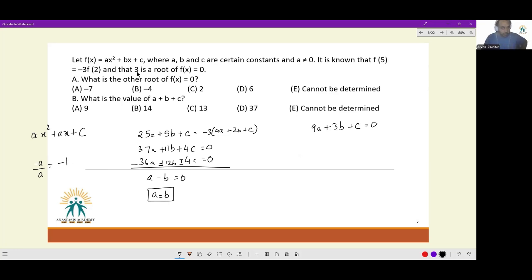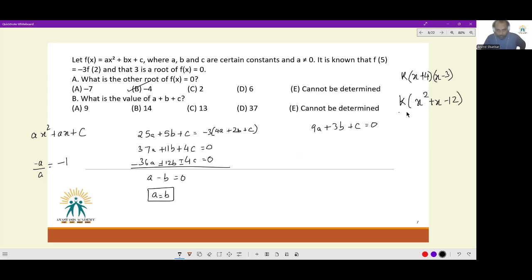Now, one root I know is already 3. If the sum of roots is minus 1, the other root has to be minus 4. Now, if the two roots are minus 4 and 3, the quadratic equation that will get formed is x plus 4 and x minus 3, k times of this. This is the expression for the quadratic expression we have created, which will then become x square plus 4x minus 3x, so plus x minus 12.